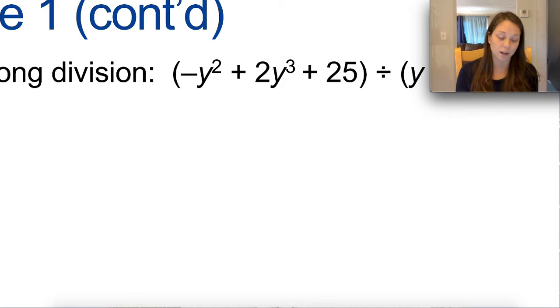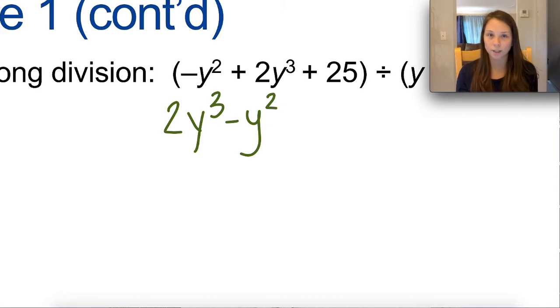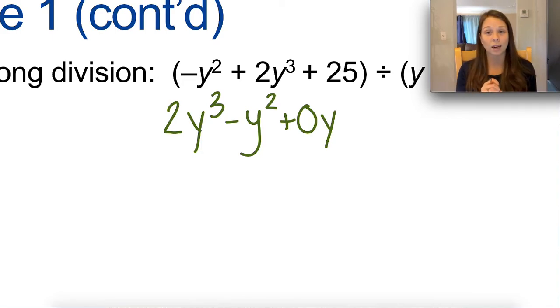Our highest degreed exponent in this problem is the 2y cubed, and it's positive, so I'm going to write it first. Then I have minus y squared. I don't have a y term though. So what I'm going to do instead is I'm going to add in a 0y as kind of a placeholder of where the y term would be if we had one. And I write a 0 there because 0 times y is just 0. So I know that there's no y term, but I need to represent its place of where it would be located by writing in a 0.